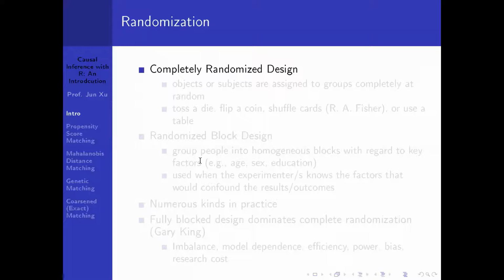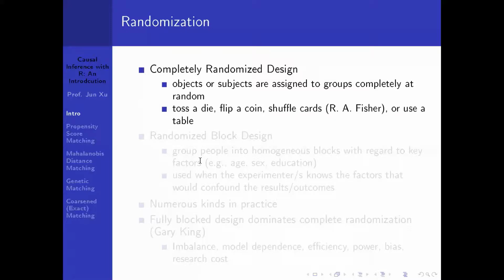Okay, and there are a couple of randomization categories. First is called completely randomized design. If experimenters use this design, then objects or subjects are assigned to groups completely at random. How to do that? Well, there are a couple of things we could do. We could use some physical devices, like toss a fair die, flip a coin, or shuffle cards as described in the book by R.A. Fisher, right? A deck of cards. Then he says, well, we can use the remainder of division by 5, then assign 1 to 5 varieties of the farm crop to 1 to 5 plots.